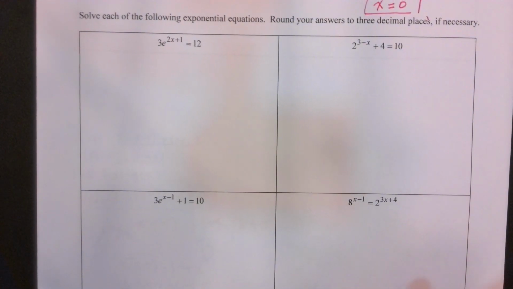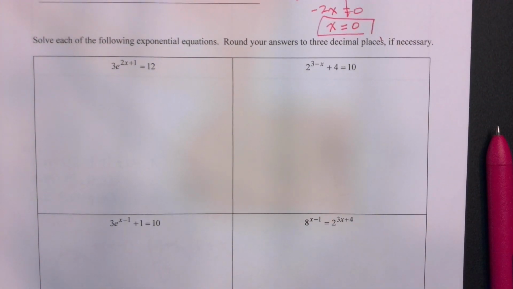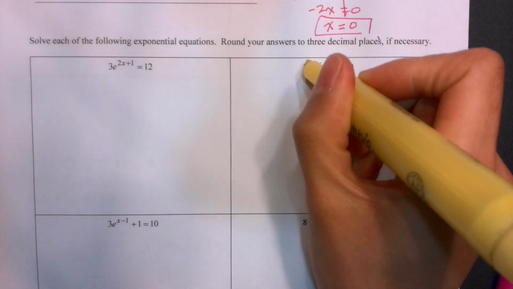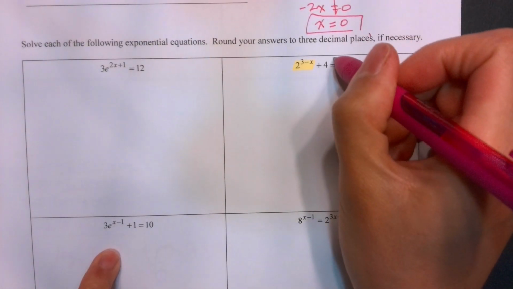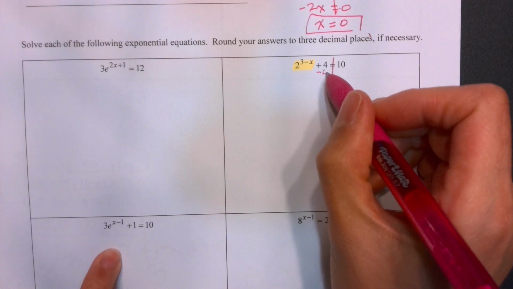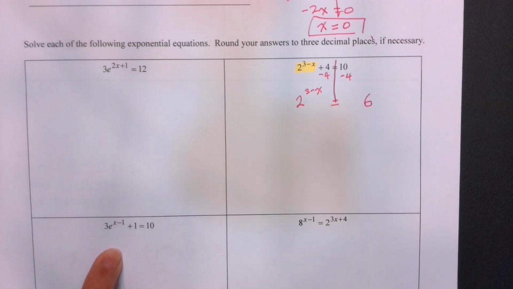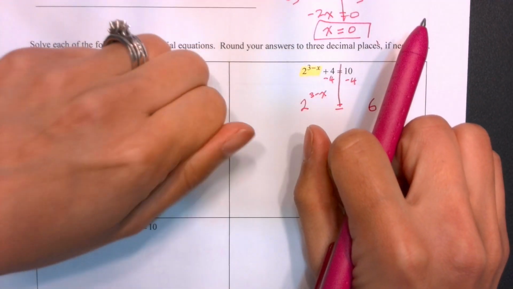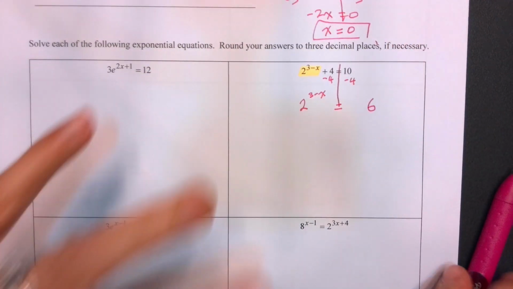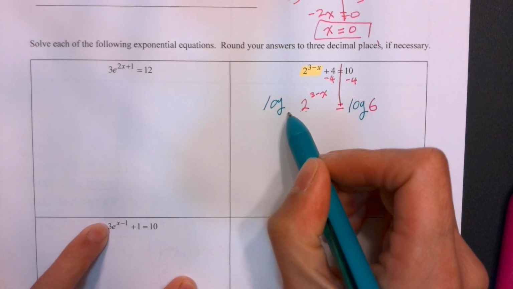All right, let's look at the example. Which one do you want to do? Let's do this one. Notice that I have a base and the exponent right there, that 2 raised to the 3 minus x power. So I'm going to isolate that by itself. Subtract 4 from both sides to get 2 raised to the 3 minus x power is equal to 6. Are we good so far? Okay, so step number 1, get the exponential form by itself. Step number 2, since it's an exponential equation, I'm going to take the log on both sides, but what kind of base should I use? Base 2.